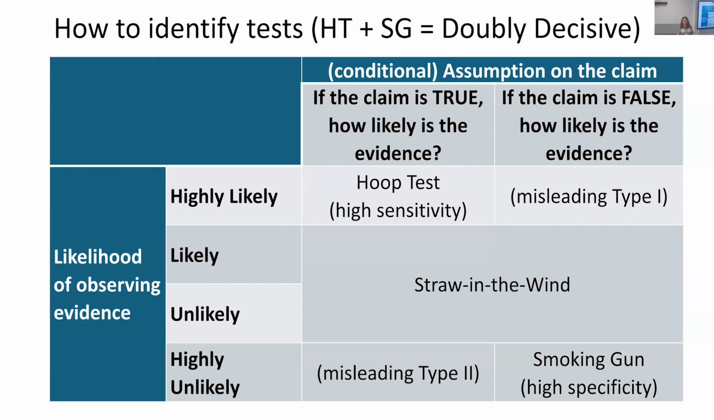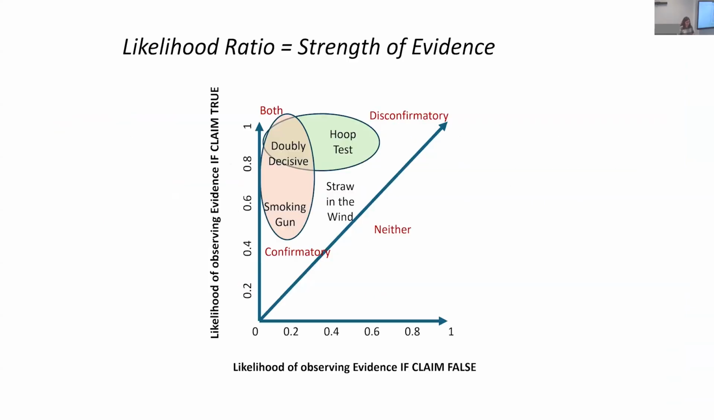So if the claim is true, how likely is the evidence? And if the evidence is highly likely, then we have a hoop test. If the evidence is unlikely and the claim is true, it's something that is misleading, we don't use it. But another highly valued test is something that is highly unlikely to be observed if the claim is false. So that would be a smoking gun. There's a lot to say about this, and it's quite technical. But there is a link between the Bayesian formalization and the way that these tests are identified, which is quite traceable.